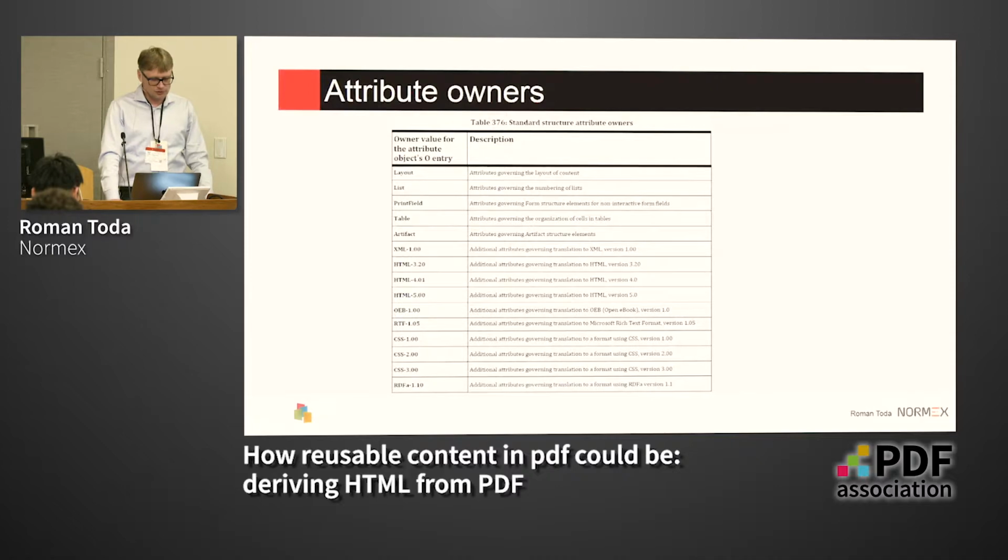In the PDF world, this is actually a screenshot from the specification. This is all the attributes we may use and apply to a specific structure element, a specific tag. There are a bunch of what we call owners, and each owner is a set of specific attributes. So we have layout attributes, we have attributes specific for lists, like continuous list and things like that, like list numbering and so on.